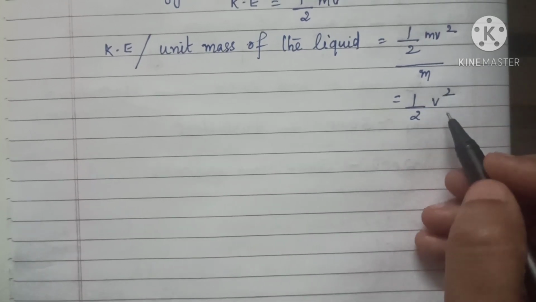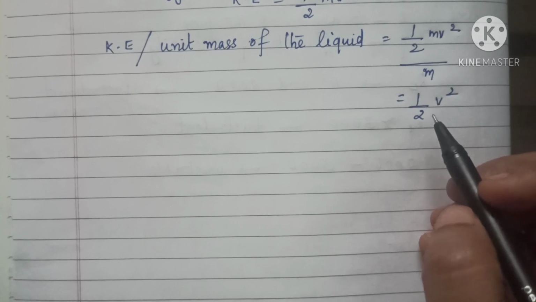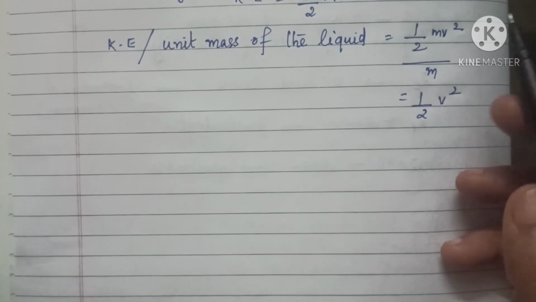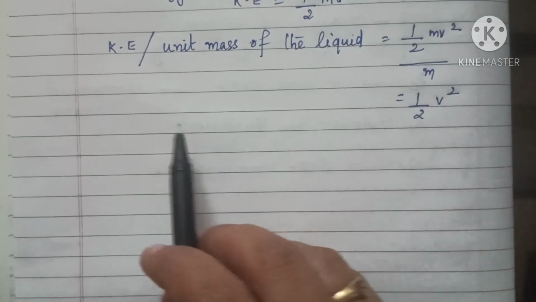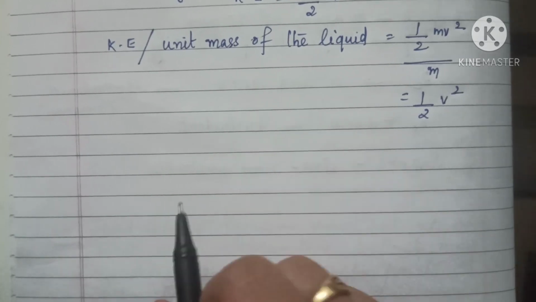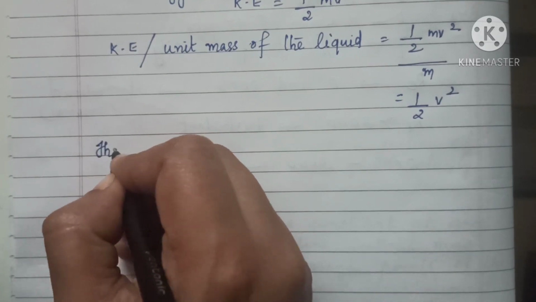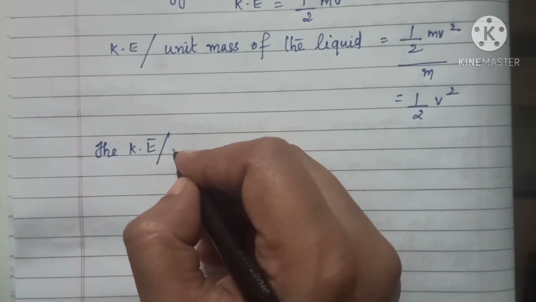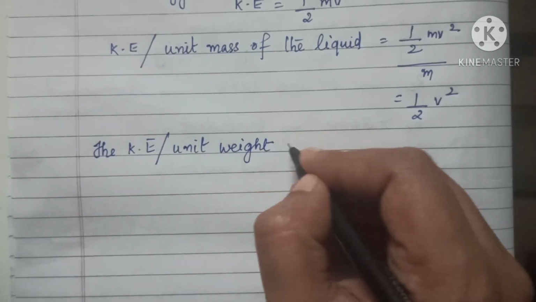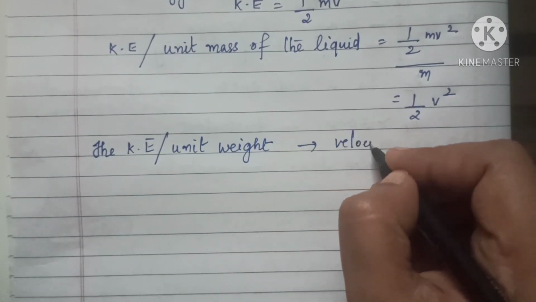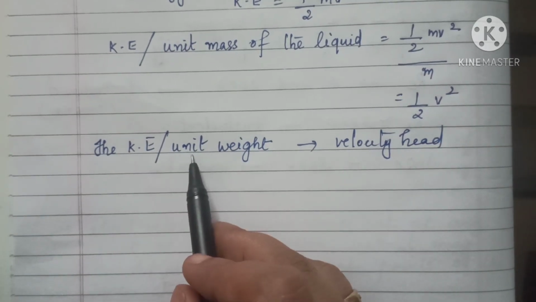Just you have to know this, because next our topic is a principle which is very important in this chapter. So for understanding that, all these basics are needed. So listen carefully. Half v squared is the kinetic energy per unit mass of the liquid. And also one more definition here you want to study, that is the kinetic energy per unit weight of the liquid is known as velocity head. Once again, the kinetic energy per unit weight.